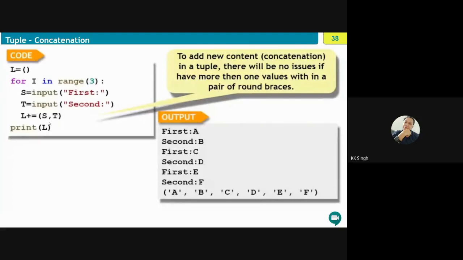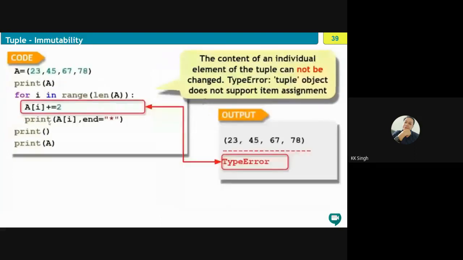Okay, next. Again, this is the problem because tuple is an immutable structure, and we are checking the immutability here. What I am doing here, I wanted to add 2 to each element of the tuple. I wanted the resultant tuple like 23 plus 2, that is 25, 45 plus 2, 47, 67 plus 2, 69, 78 plus 2, that is 80. But it cannot be done.